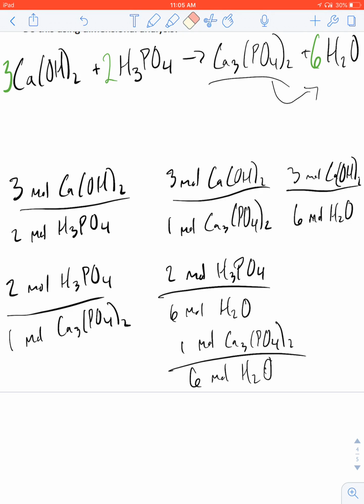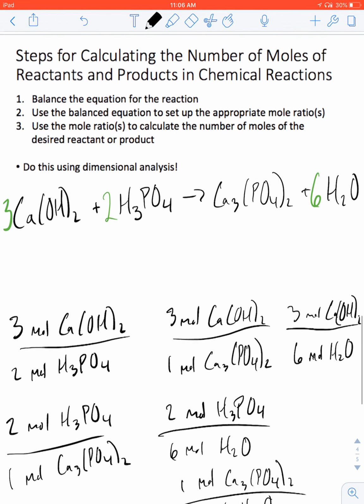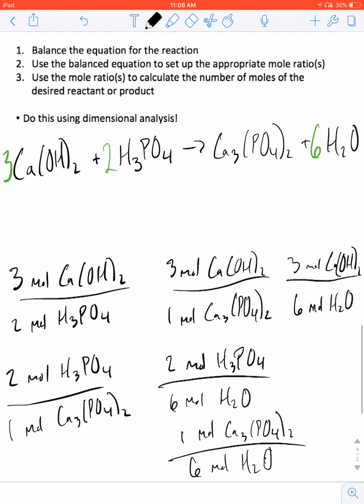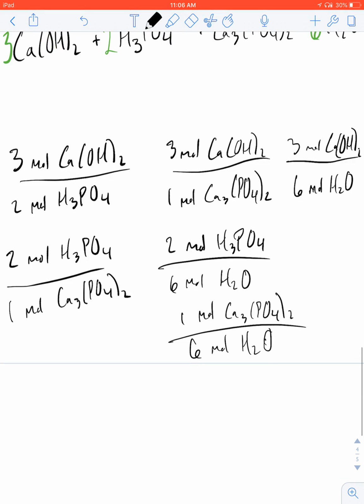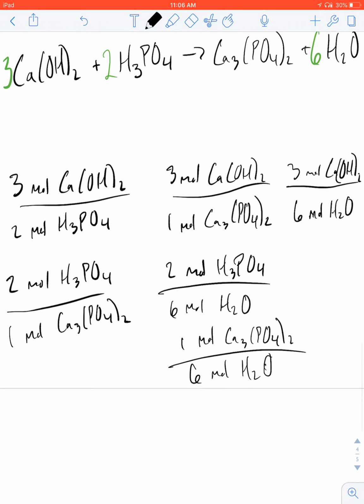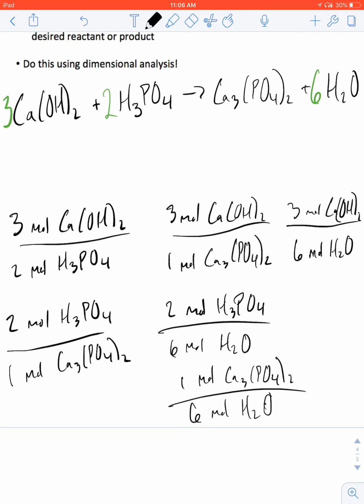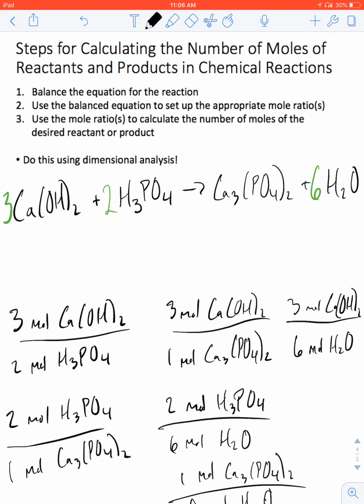So we've written down every mole ratio. We found every relationship between any 2 given components. So we're good to go for calculating any of these mole relationships. So with that done, let's go ahead and move on to our example questions with this reaction here.